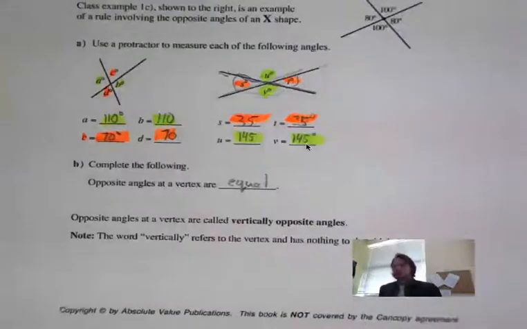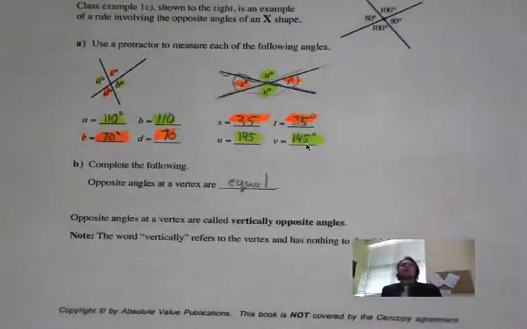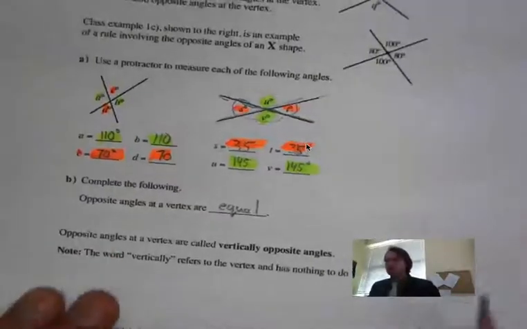Okay? So an opposite angle is called a vertically opposite angle. Opposite angles of the vertex are called vertically opposite. Now, the word vertical does not refer to height. Vertical comes from vertex, so they're vertically opposite. All right? So there we go.